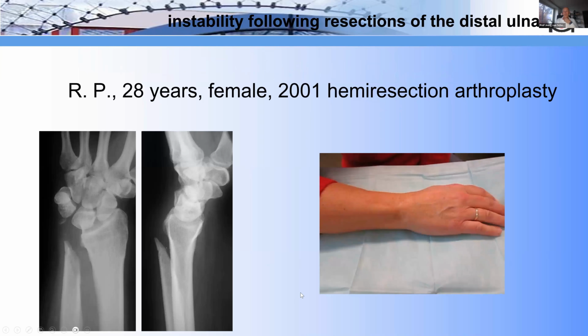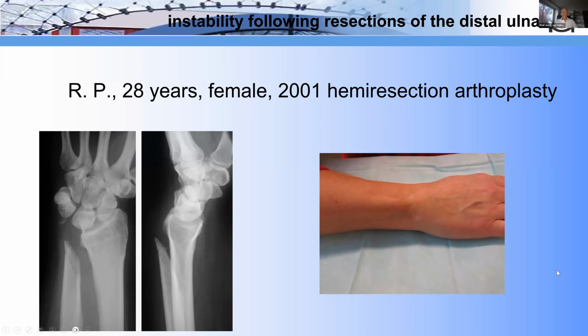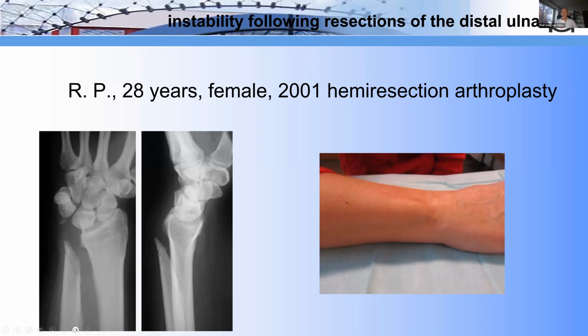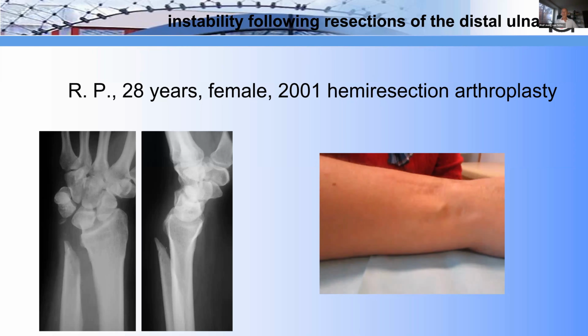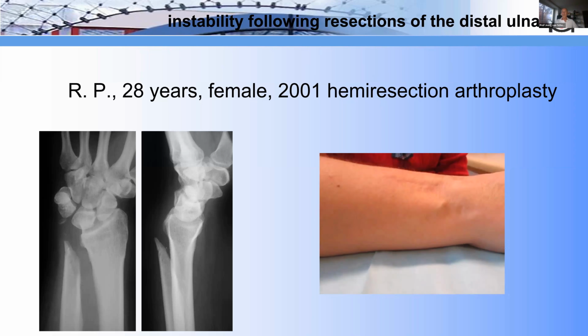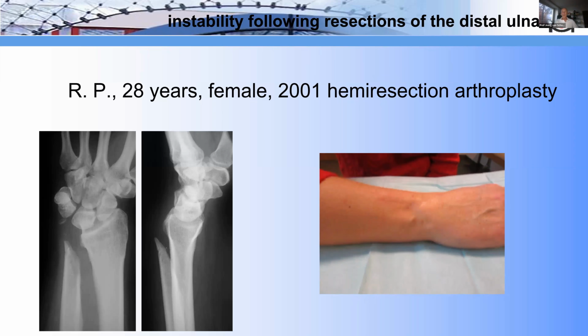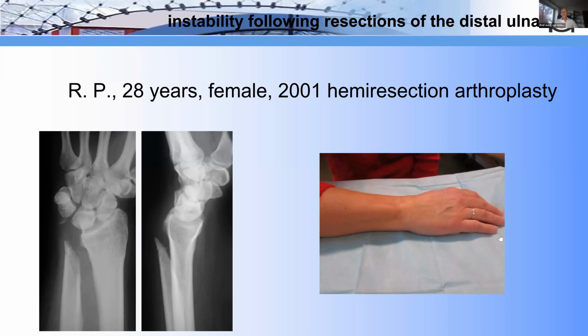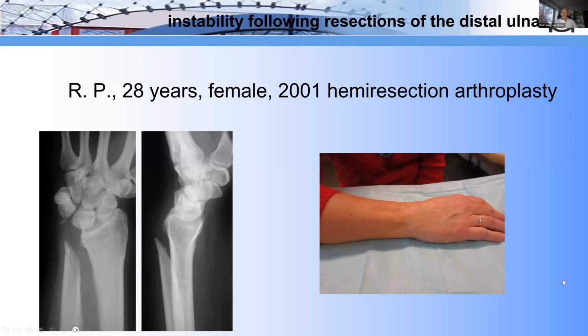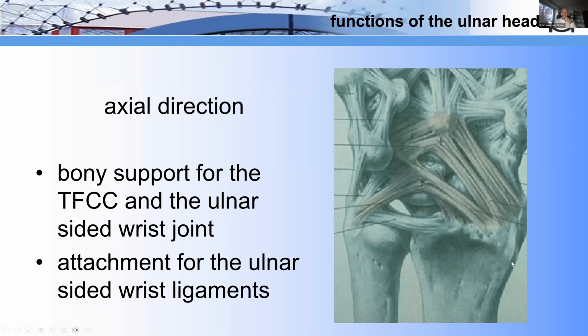Does it matter? Yes, in some patients it does matter, as for example in this patient with a hemiresection arthroplasty, where you can already see on the plain X-ray the dorso-ulnar instability. This patient can actually produce the instability just by pushing the extensor carpi ulnaris tendon and pushing the ulna up and down.